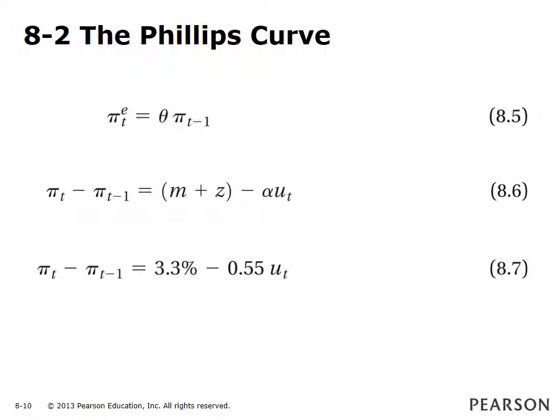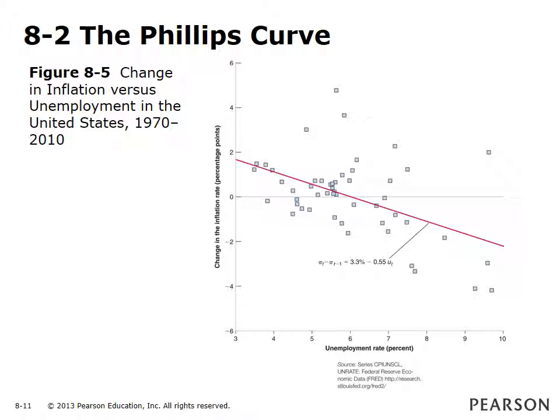Note, the original Phillips curve says an increase in the unemployment rate leads to a decrease in the inflation rate. The modified Phillips curve says an increase in the unemployment rate leads to decreasing inflation. Figure 8-5 shows that since 1970 there has been a negative relation between the unemployment rate and the change in the inflation rate in the United States. You can see for low unemployment the change in inflation is positive. For high unemployment the change in inflation is negative.